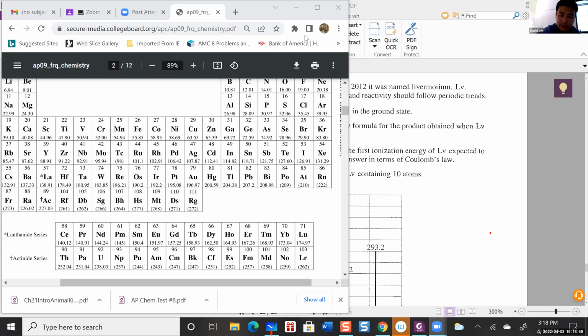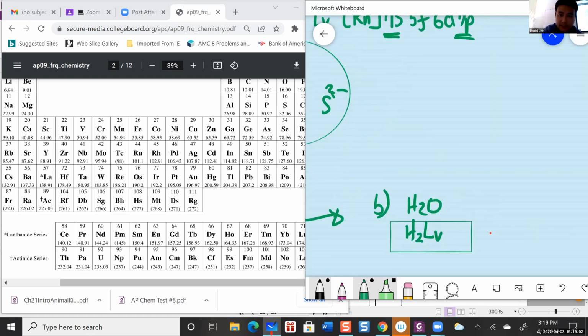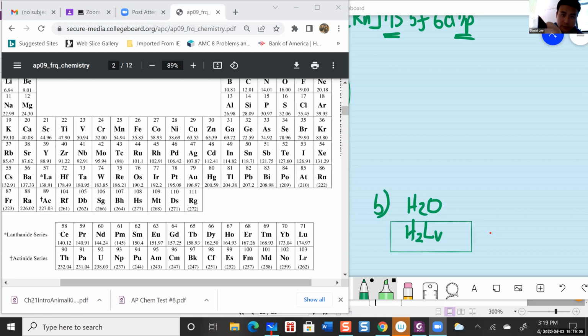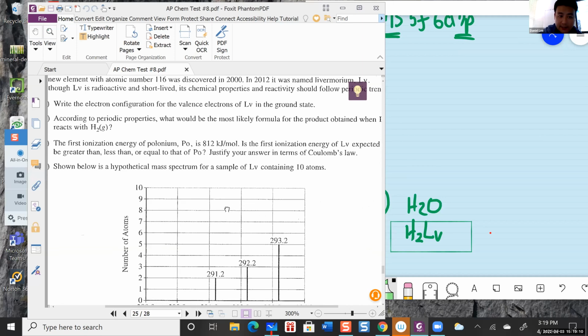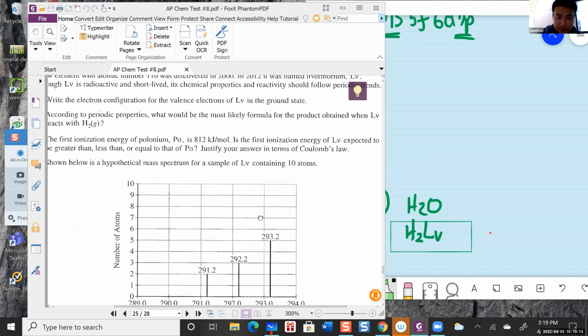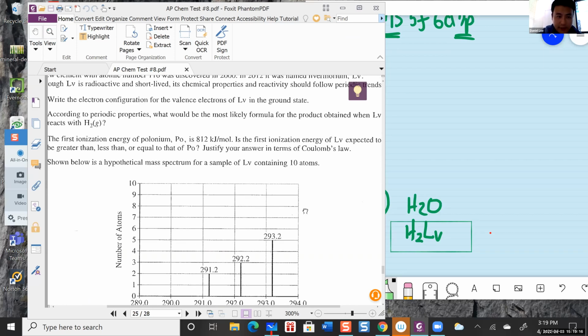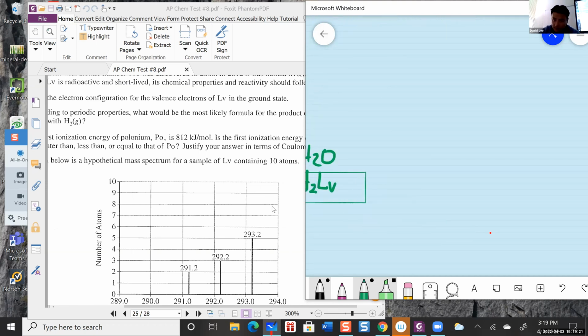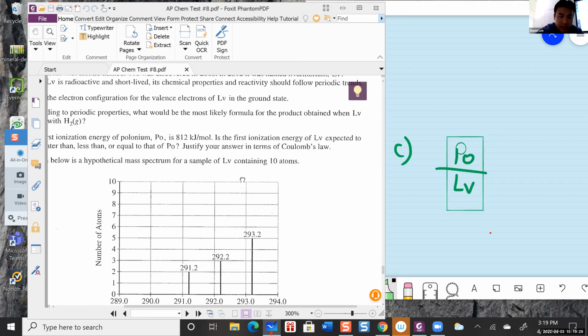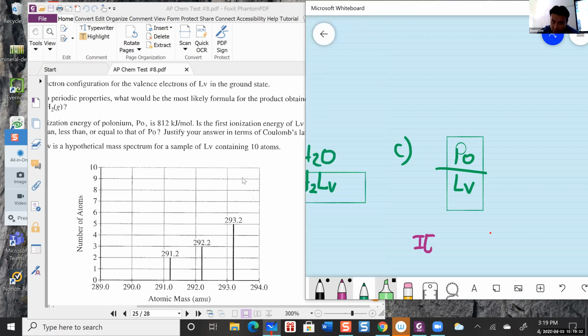So let's go back to this. Also I need to get rid of this. To navigate this is not easy. So let's look at this. Is the PO ionization energy expected? Is the first ionization for LV expected to be greater than or less than? So it'll be less than. Okay, so part C. PO is up here, LV is down here. So the ionization energy for LV is less than that of PO.